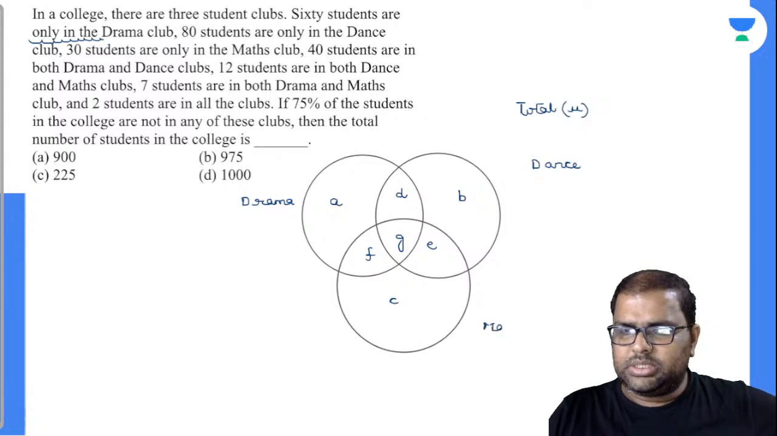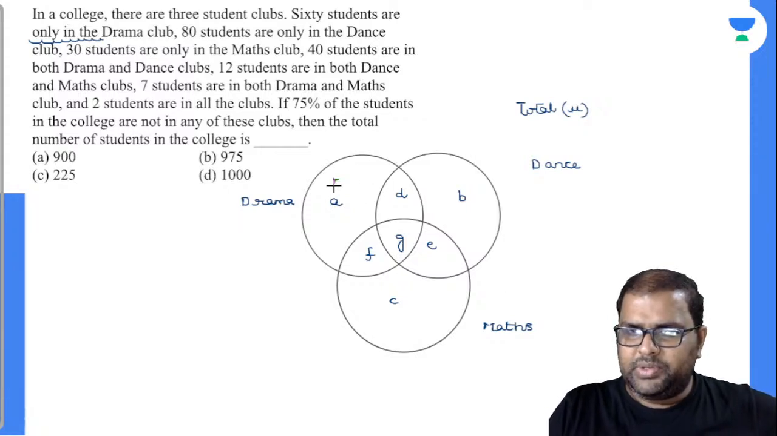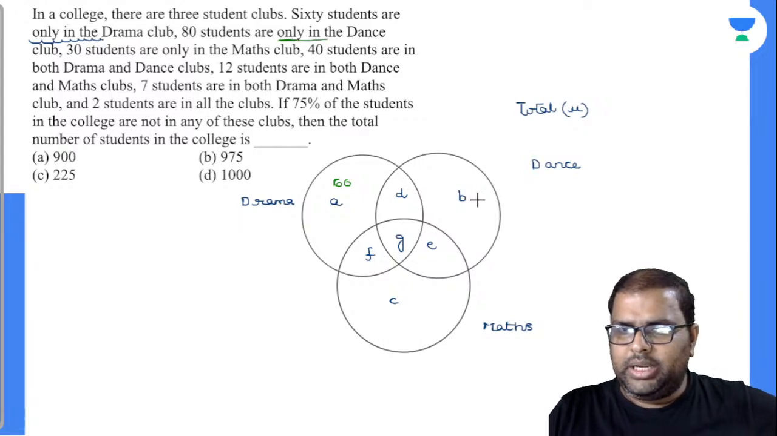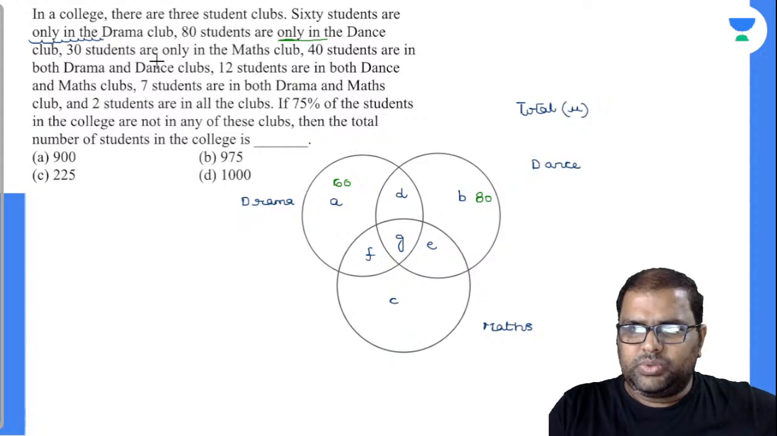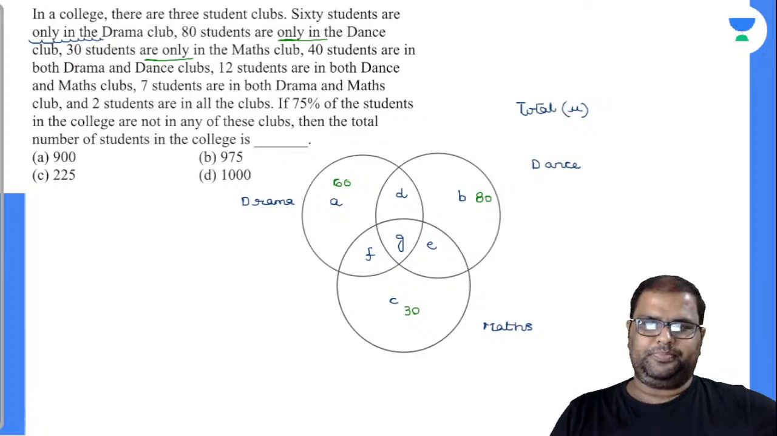According to this data, only drama club, the value is 60. So the A value is given as 60. 80 students are only in dance club, this one, 80. 30 students are only in math club. 30 students means this one.